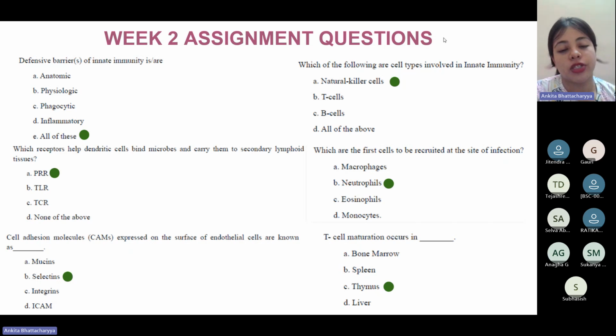But to address the question, when we talk about endothelial cells, the types of cell adhesion molecules that are present on them are selectins, L-selectin in particular. The other options are mucins, integrins, and ICAMs.